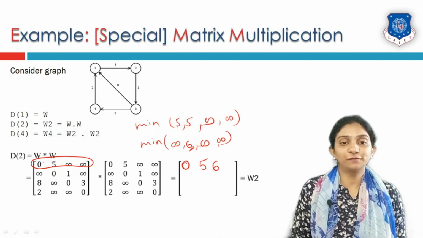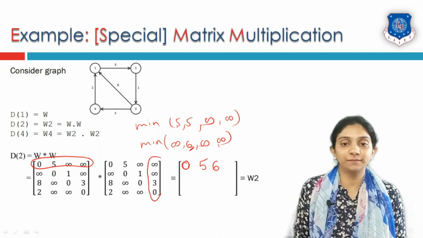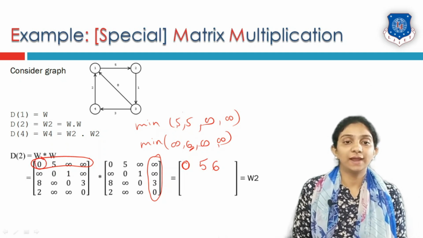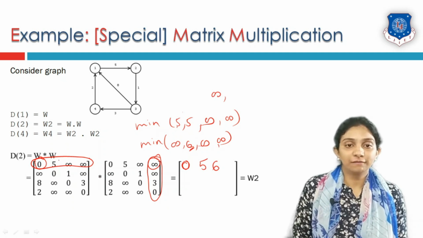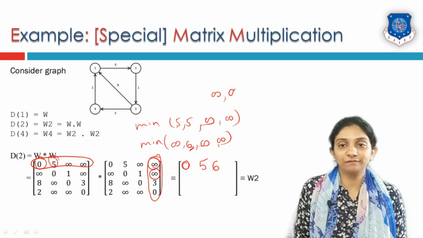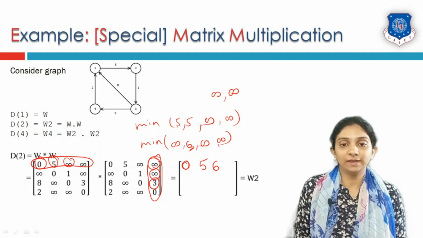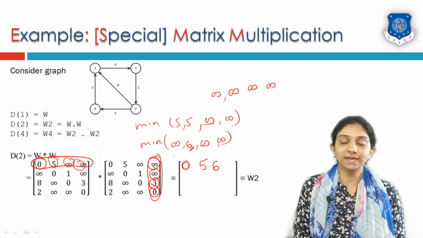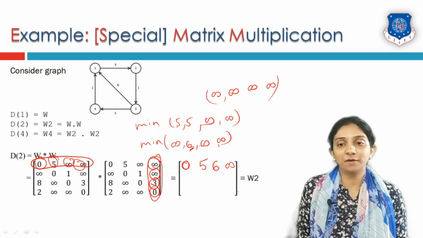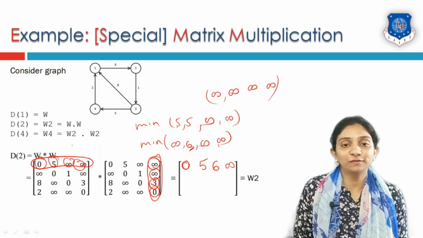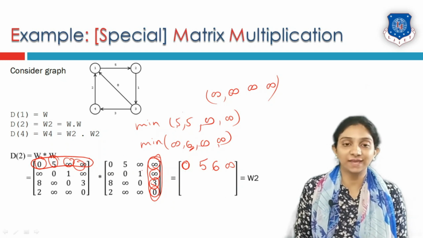And at the last, the first row of the first matrix is considered with the fourth column of the second matrix. Let us perform the addition element by element. 0 plus infinity is infinity, 5 plus infinity is also infinity, infinity plus 3 is infinity, and infinity plus 0 is infinity itself. So here the minimum value out of these 4 is infinity. So the first row of our matrix is prepared with the first row and 4 columns of the second matrix.